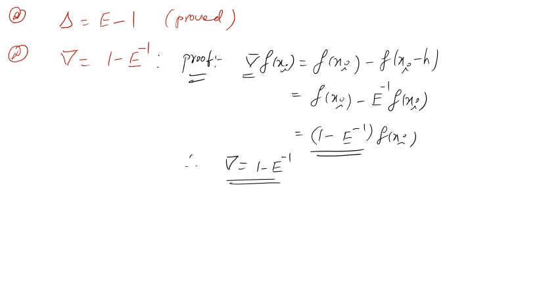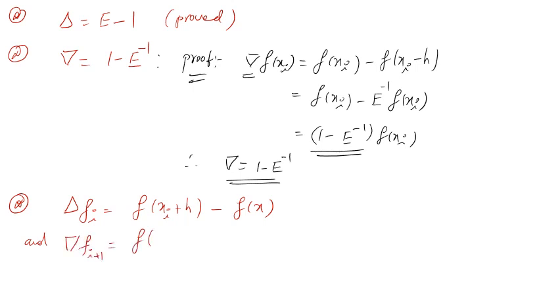Now another one, this is the main point. See, what is delta fi? Delta fi is nothing but f of xi plus h minus f of xi, right? And let me write here. And del fi plus 1 is what? F of xi plus h minus f of xi, isn't it, right?